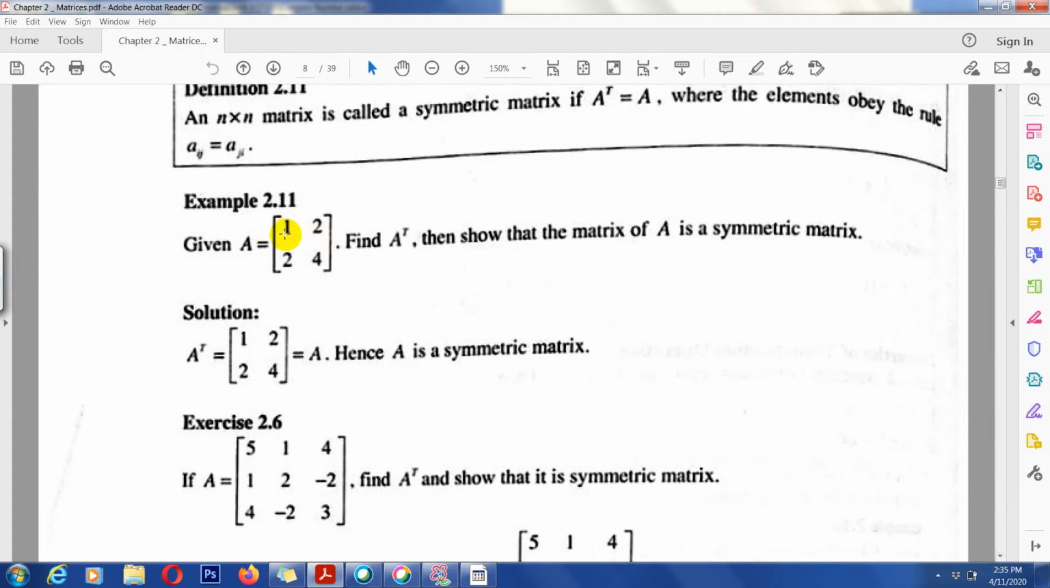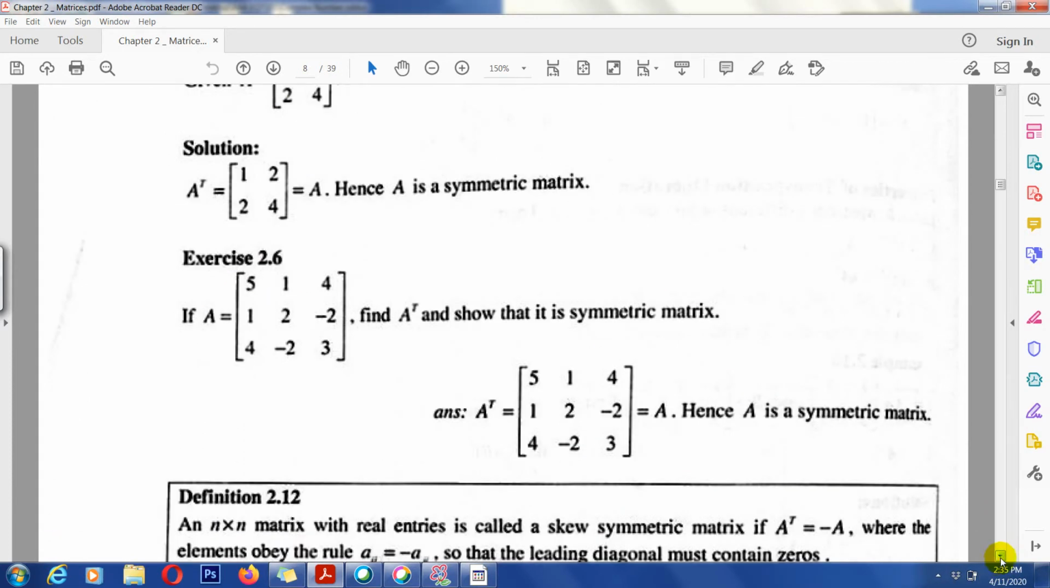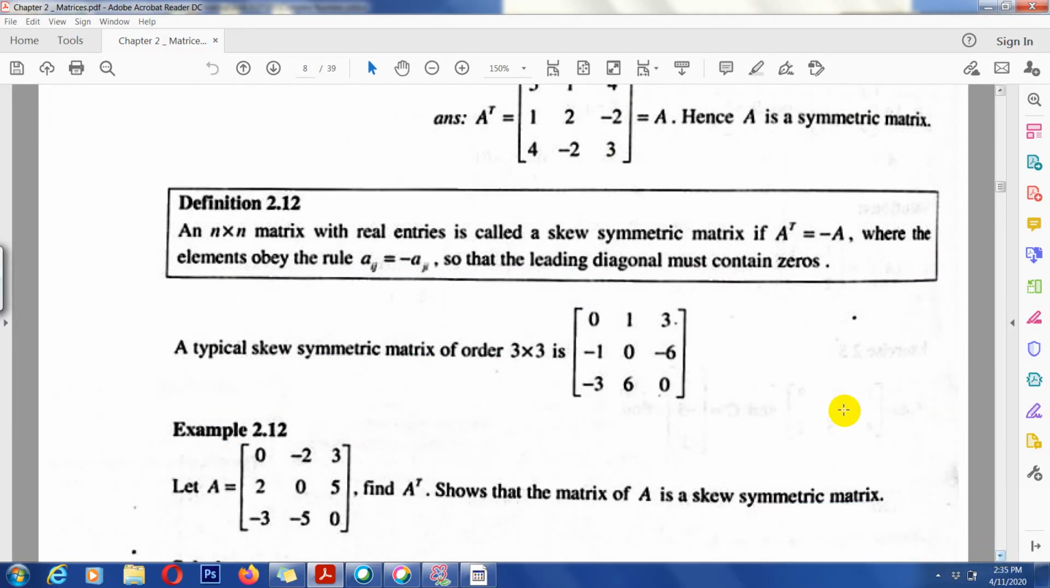So for example, if we have this matrix, when we transpose, we get the same matrix. So this is a symmetric matrix. This again is a symmetric matrix. Note that it is again a square matrix. It should be a square matrix.